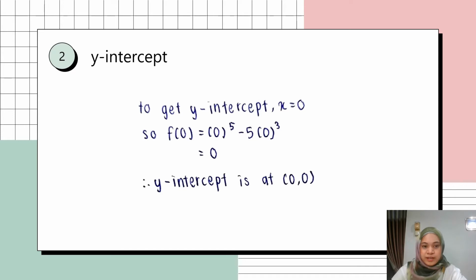Next, we will find the y-intercept. To get the y-intercept, we need to substitute x equals 0 into the function, and we will get 0. So in conclusion, the y-intercept is at (0, 0).